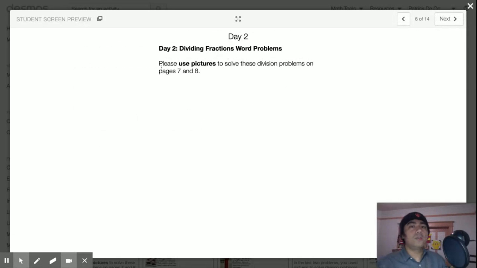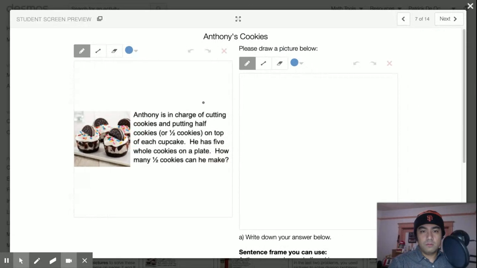Day 2. Day 2, dividing fractions, word problems. So this is similar to the work that we did this week. Okay? On Zoom, and similar to the work you did on Monday, Tuesday. Please use pictures to solve these division problems on pages 7 and 8. Okay. In order to teach you all a little bit here, I'm going to change this problem again, okay?